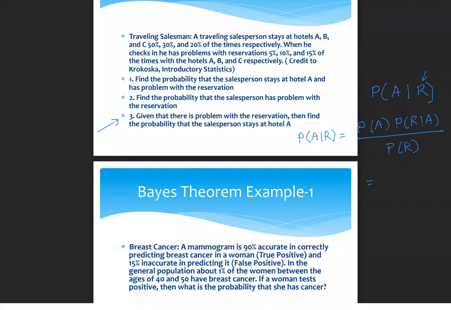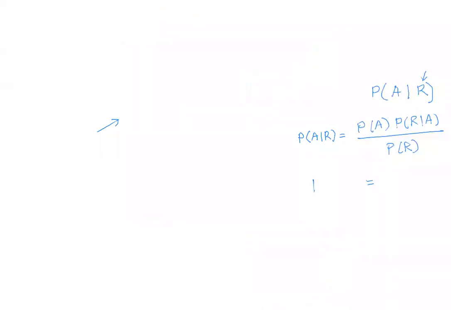I know the probability that the person stays at hotel A. So the probability of A given R, given that there was a reservation problem, what is the probability that the person stays at hotel A? The probability of hotel A is 50% or 0.5. The probability of a reservation problem, given that you stay at hotel A, which is 5%, is given in the problem, in the table, that's 0.05, divided by the probability of reservation, which is 0.085.